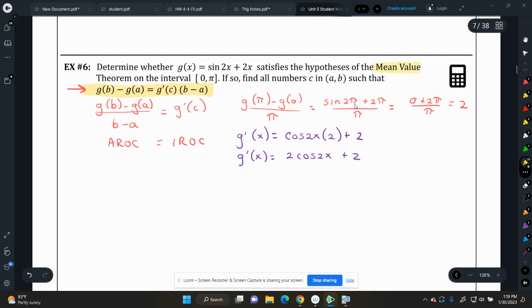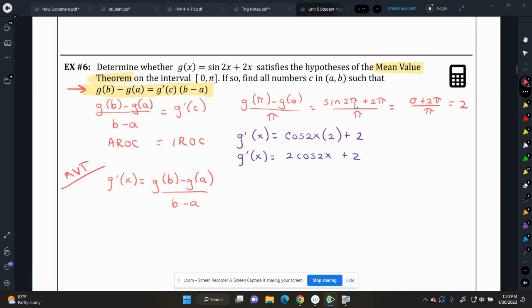Now my mean value theorem, right? We're going to do g prime of x equals g of b minus g of a, divided by b minus a. Mean value theorem. We want to make sure that we're stating that. So that means g prime of x times b minus a equals g of b minus g of a.